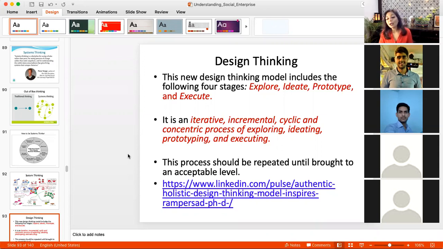And it is a kind of iterative, repetitive, incremental, cyclical, and concentric process of exploring, ideating, prototyping, and executing. So the process should be repeated at your own individual level until it is brought to an acceptable level.